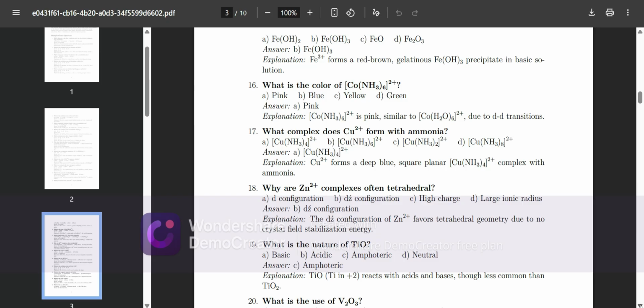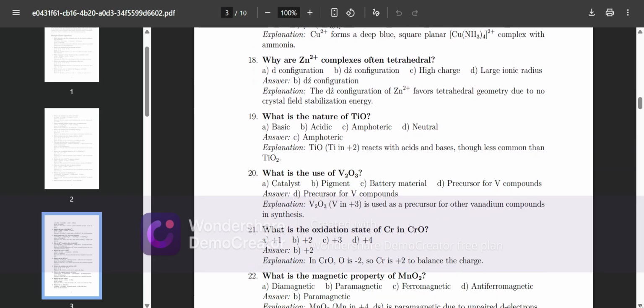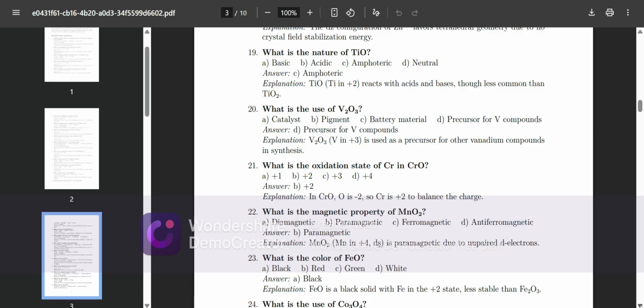stabilization energy. What is the nature of TiO? Amphoteric. TiO, Ti in +2, reacts with acids and bases, though less commonly than TiO2. What is the use of V2O3? Precursor of V compounds. V2O3, V in +3, is used as a precursor for other vanadium compounds in synthesis.